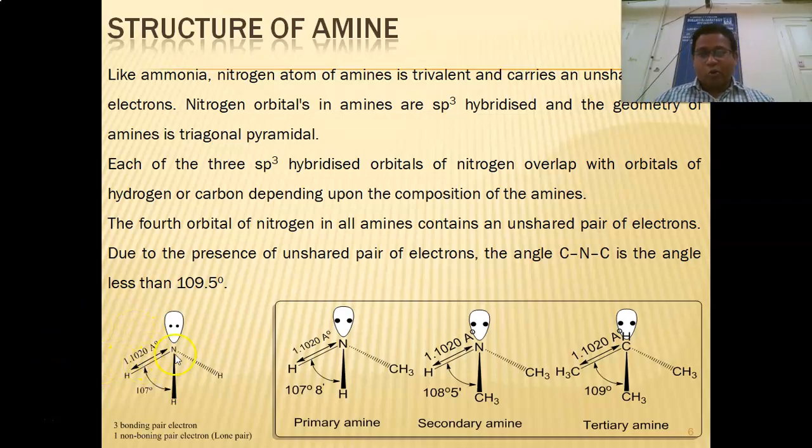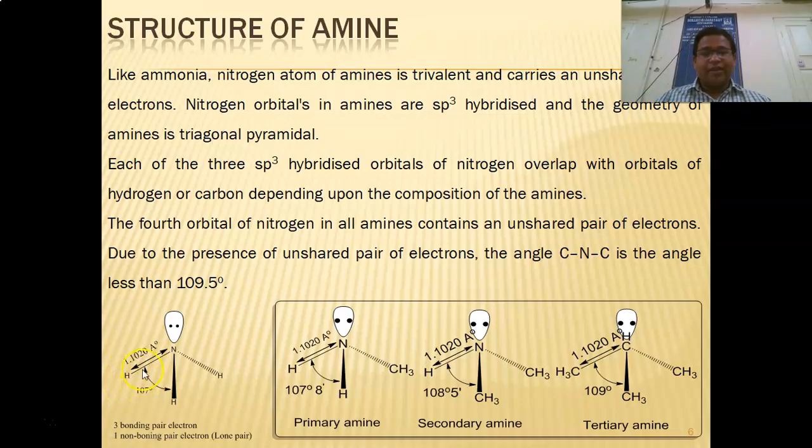Here the bond length is 1.102 angstrom and the bond angle is 107 degrees. Instead of 109.5 degrees, there is a deviation to 107 degrees because of the strong repulsion between the non-bonding pair of electrons and the bonding pairs of electrons. This is one reason.